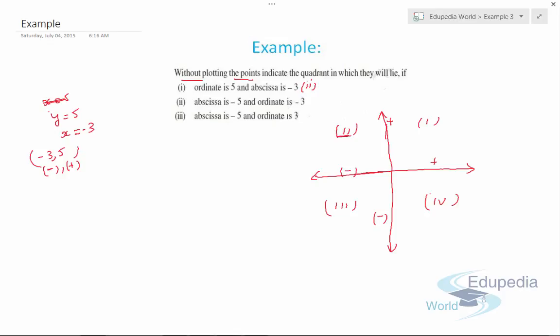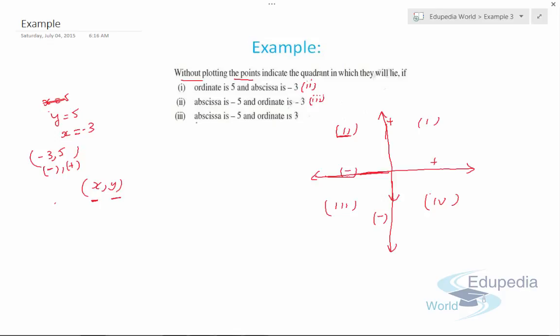In the second question, the abscissa is -5, which means x is minus and y is also minus. So in the third quadrant we can clearly see that x is in a negative direction and y is also in a negative direction. So the point lies in the third quadrant.